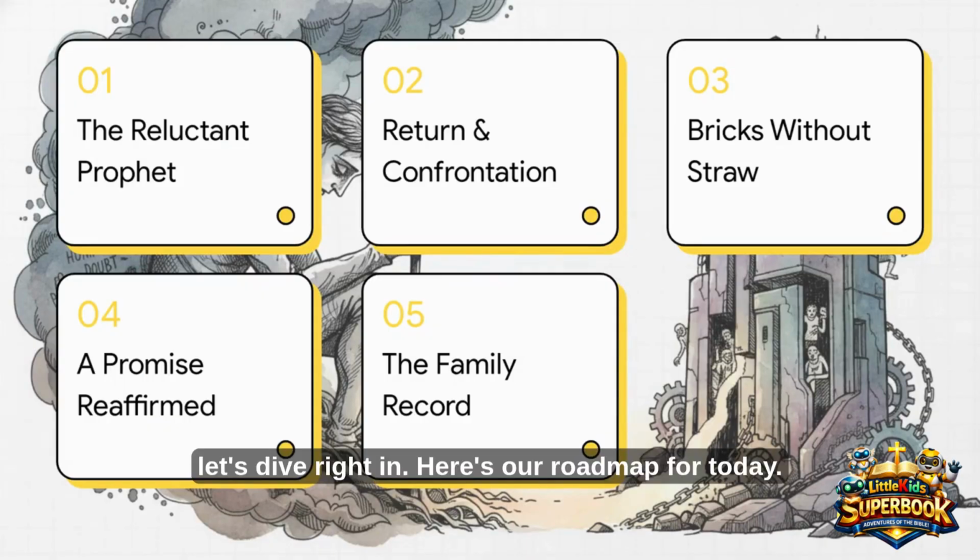All right, let's dive right in. Here's our roadmap for today. First, the reluctant prophet. Second, return and confrontation. Third, bricks without straw. Fourth, a promise reaffirmed. And finally, the family record.